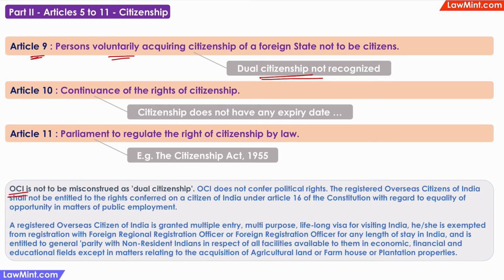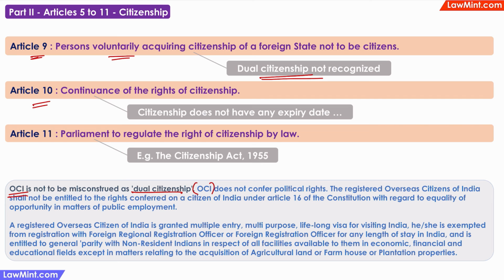You would have heard of this Overseas Citizen of India or the OCI scheme. Now, this is not a dual citizenship. It is essentially a multi-purpose, multiple entry visa with no expiry date. Now, the OCI scheme provides a number of benefits in the economic, financial and education fields, but it does not allow for all the rights of a citizen. For example, it does not allow a person holding an OCI status to apply for a government sector employment, and it does not give the person the right to vote. And a person with an OCI status cannot acquire agricultural property in India.